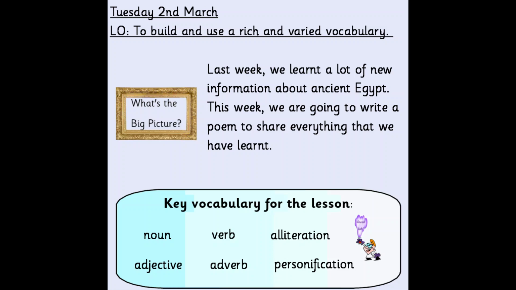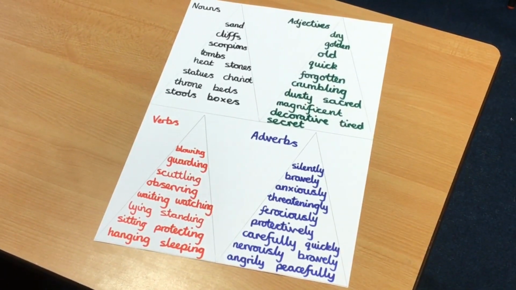Can anybody remember what alliteration is? That's right, Year 4. Alliteration is where you have words together with the same sound, like the slithering snake slithers. What about personification? I remember that we did this when we were writing our Roman poetry a few months ago in school. Can you remember what it is? That's right, personification is where you give something that's not human a human quality. For example, the brave shield. Well, a shield can't really be brave because it's not a human, so we're giving it a human quality. So that's personification.